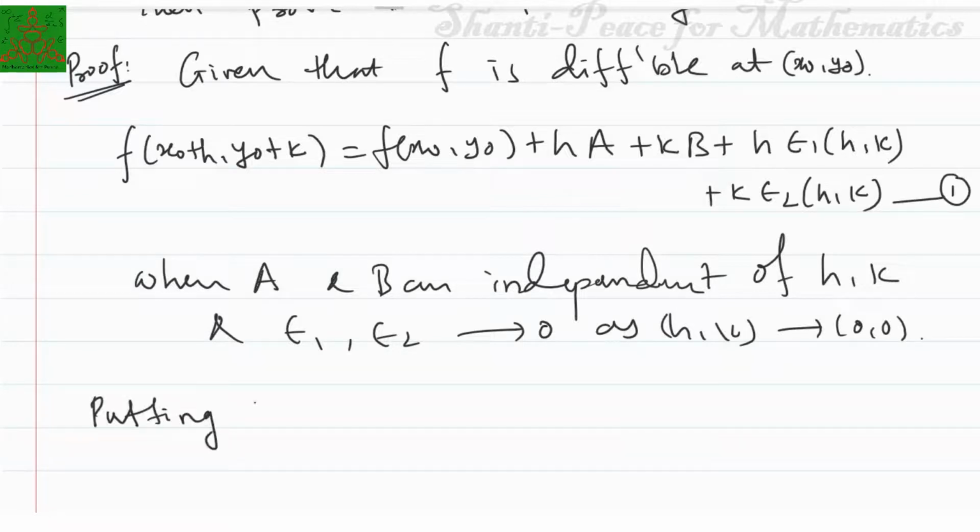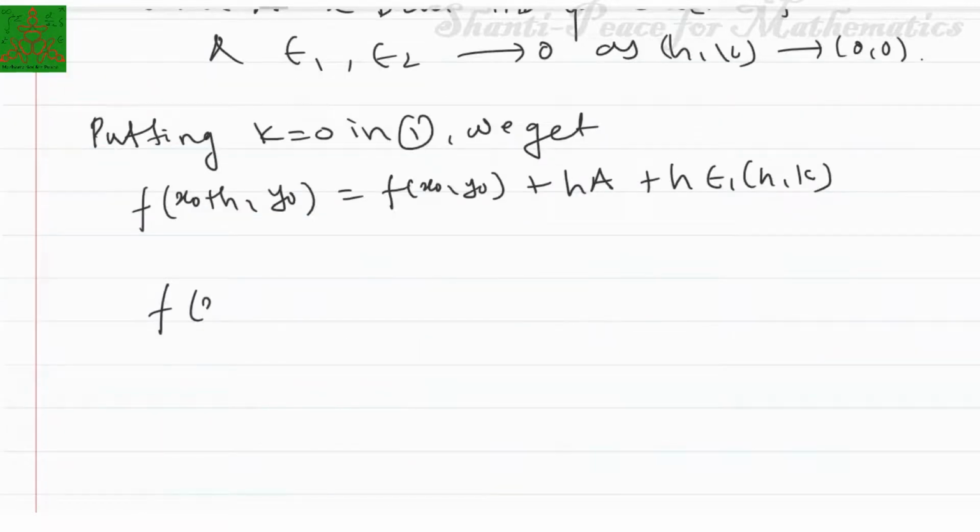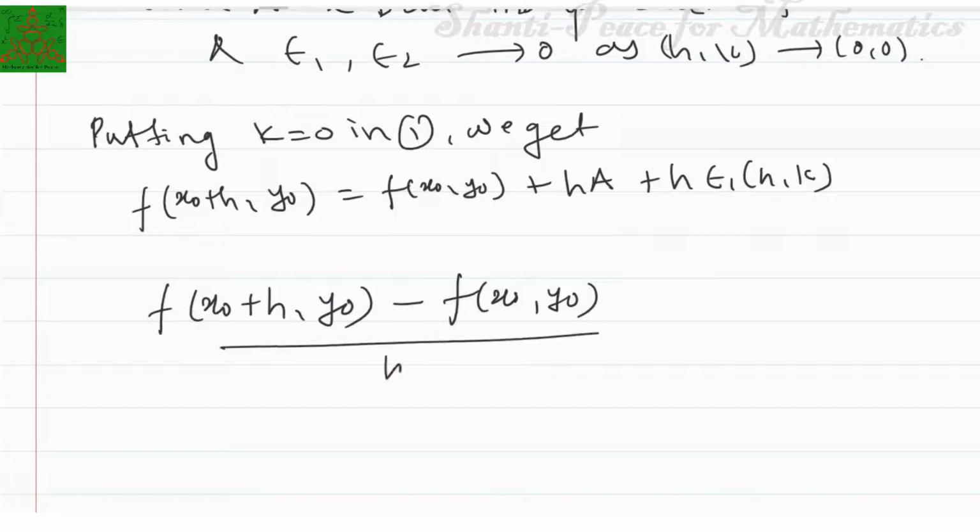Putting k equal to 0 in 1, what we get is f(x0 + h, y0) = f(x0, y0) + h·a + h·ε1(h,k). Because k is 0, the other terms are 0. Now you can rewrite this as [f(x0 + h, y0) − f(x0, y0)] / h = a + ε1(h,k).